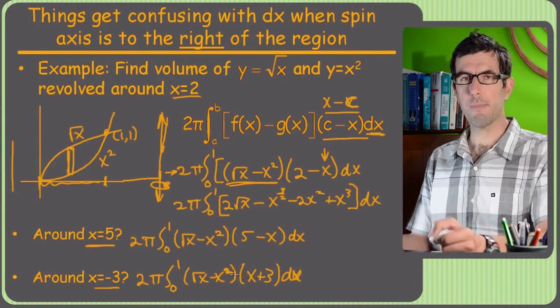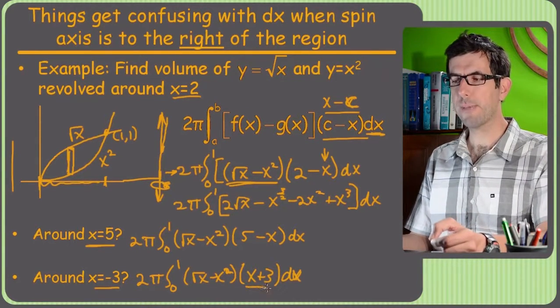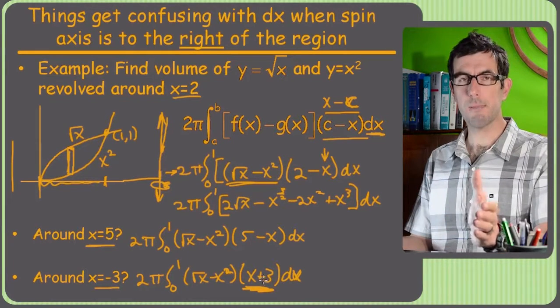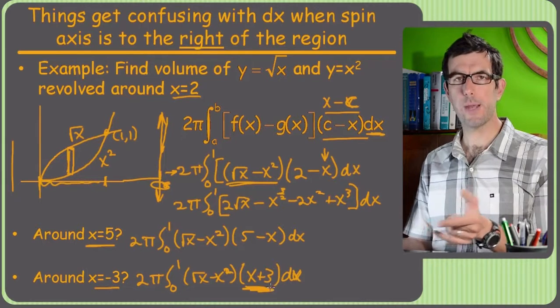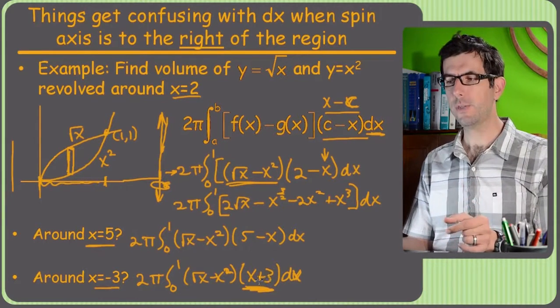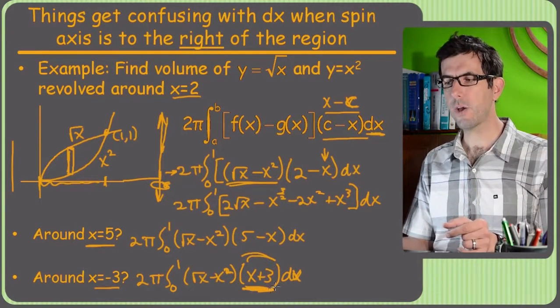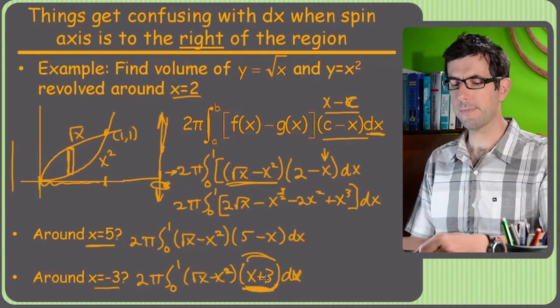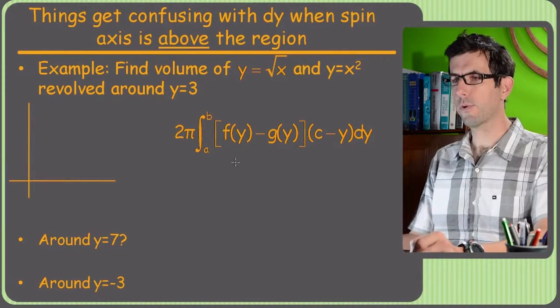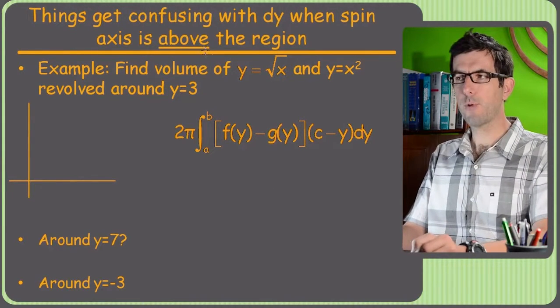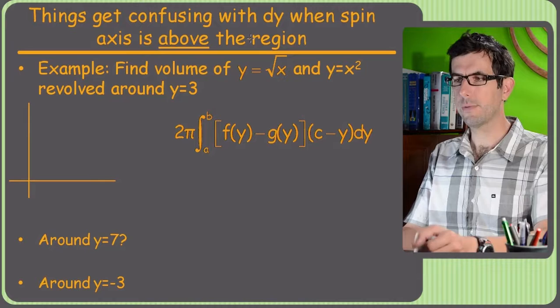So the cool thing about the shell method is you only have to mess with this. Every problem is the same no matter which spin axis they give you. Everything's the same except for your x plus 3 or x plus c or c minus x or whatever. Just this one set of parentheses is all that changes when you mix up the spin axis. Given they're all the same orientation, vertical or horizontal. All right, same thing when the spin axis is above the region.